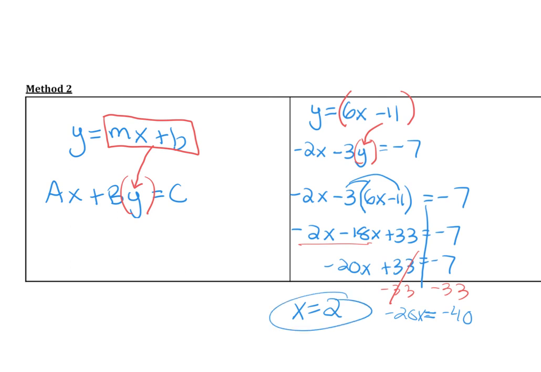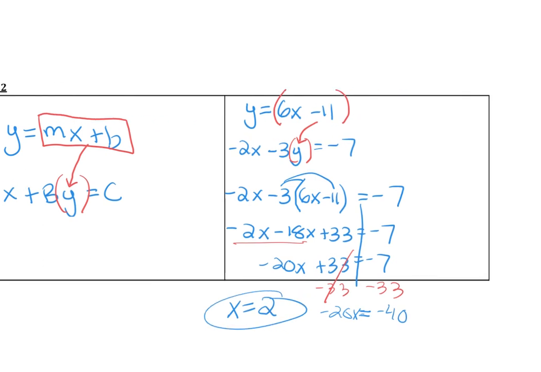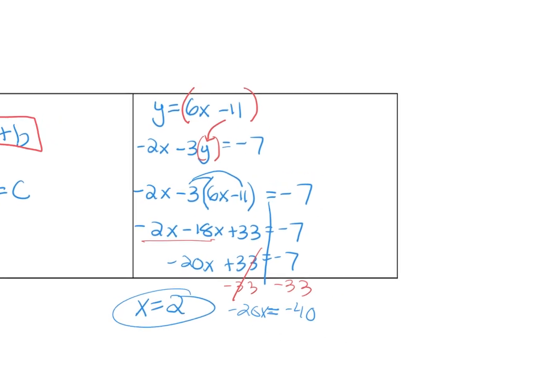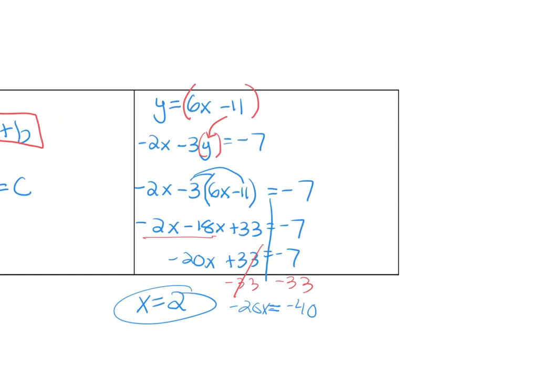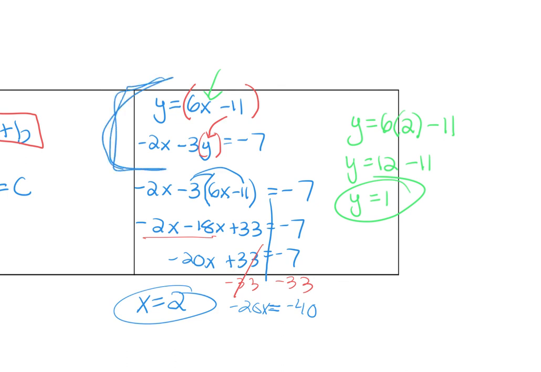Now that's only half of it. If x is 2, whoopsies, if x is 2, plug it in. So y is equal to 6 times 2 minus 11. So y equals 12 minus 11. Y equals 1. So the solution to the system, these two equations, when graphed, intersect at the point 2, 1.